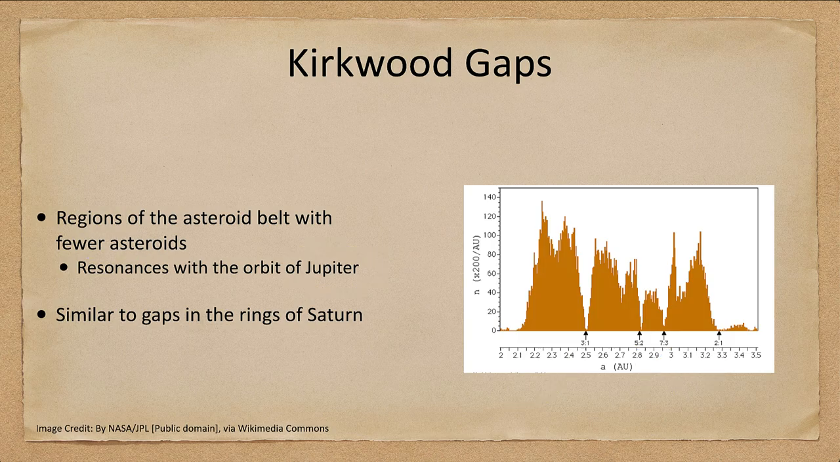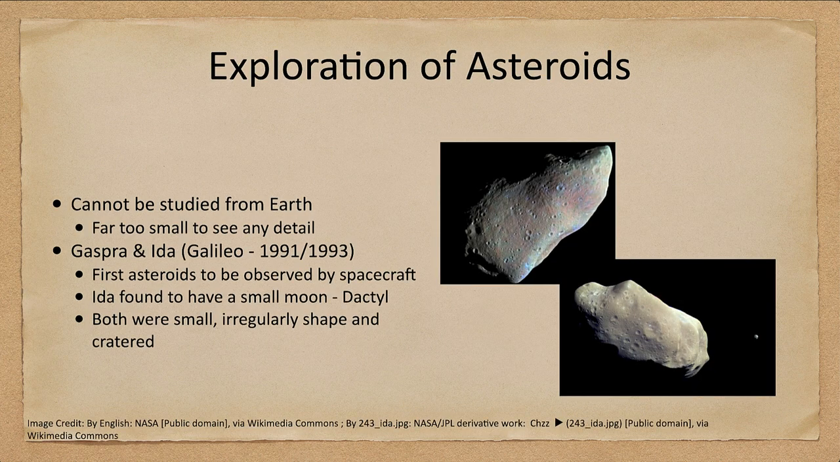Now, asteroids are essentially invisible from Earth except as dots of light. So how do we study them? Well, the only way to study them is to travel there. And the first study of asteroids were Gaspra and Ida by the Galileo spacecraft. So the Galileo spacecraft was heading out to Jupiter, and two asteroids were selected that were roughly on the route to Jupiter to be passed by, to be studied.